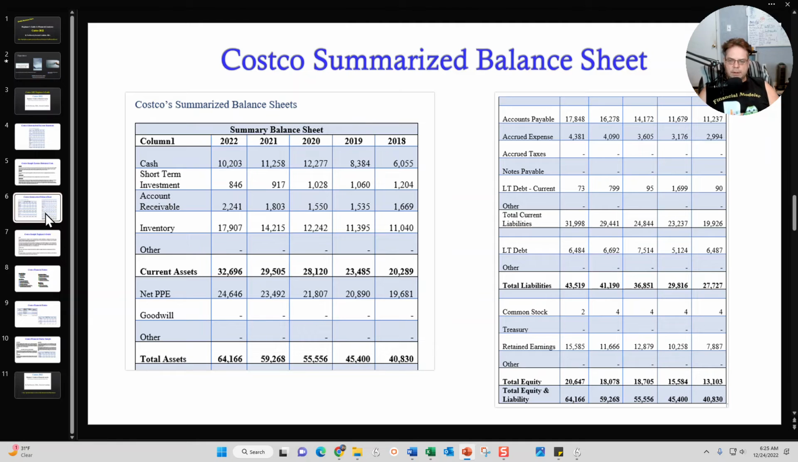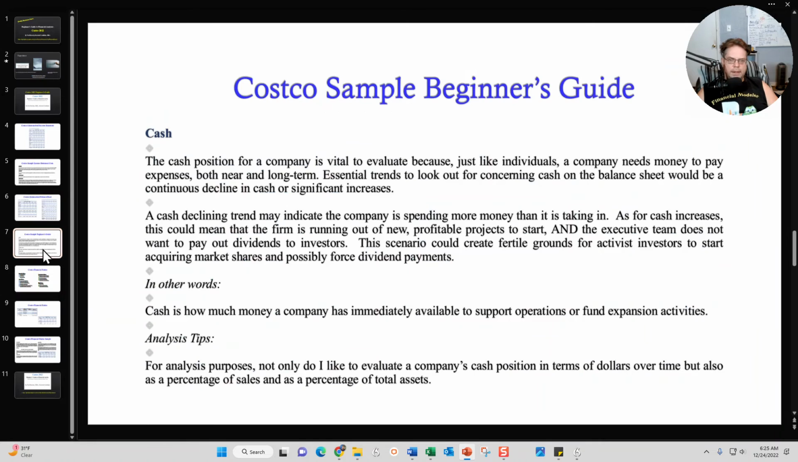For the balance sheet, I follow the same structure as for the income statement. I summarize Costco's balance sheet items for the last 5 years. After that, I identify important line items, give you a definition for each, break it down into layman's terms, and also provide you with some analysis tips as to what to look for when analyzing that line item.